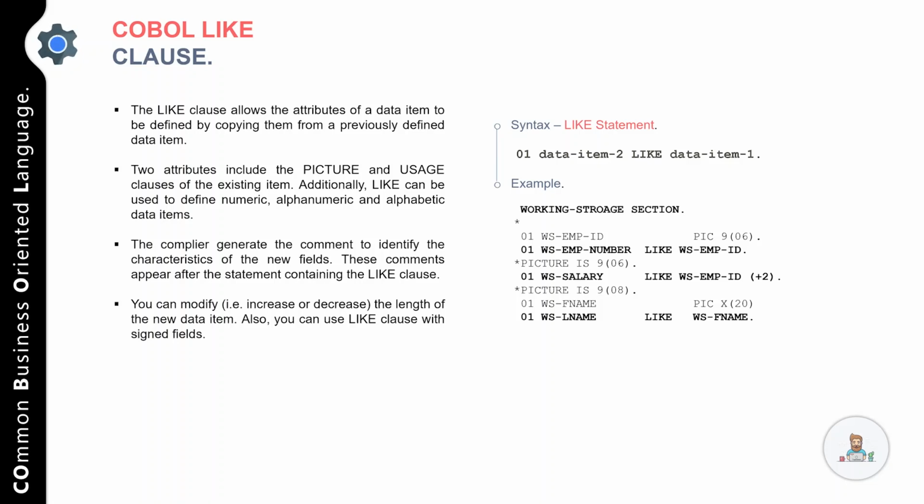Then we have the next variable, WS-FIRST-NAME, and it is defined as PIC X(20), that is alphanumeric, and it is going to hold the first name of an employee. To define a similar variable that will hold the last name, I've defined a variable WS-LAST-NAME, and I've again used the keyword LIKE followed by WS-FIRST-NAME. And if you notice the comment, it says picture clause is X(20). So this is how you can use the LIKE statement to define variables in your COBOL program.